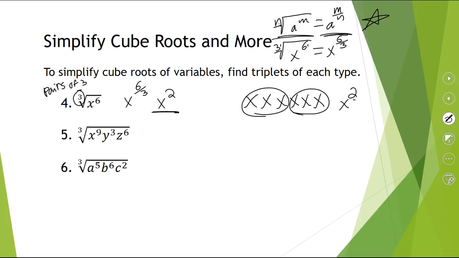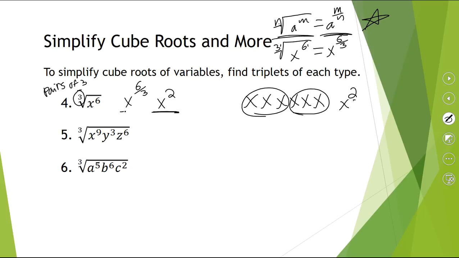The exponent is basically counting how many groups you have. So if we had 3 groups, it would be x to the 3rd. If we had 4 groups, it would be x to the 4th, etc. We had 2 groups, so it's x to the 2nd power. So for number 5, you can repeat the process either way.